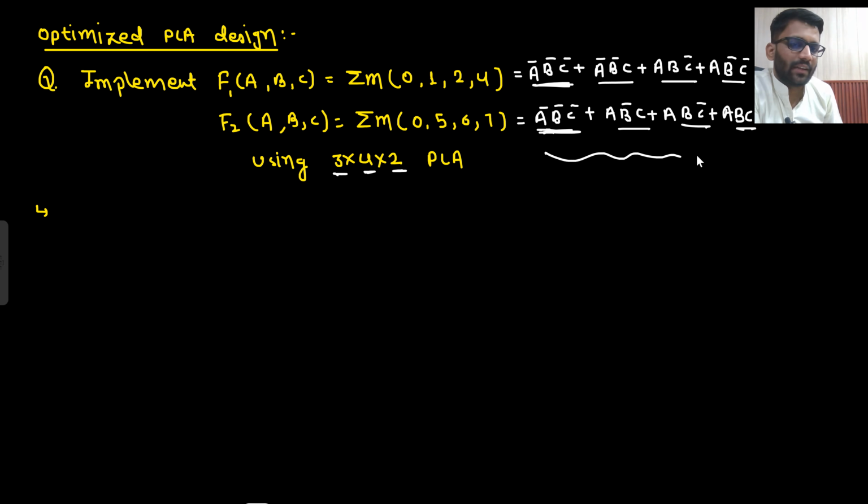This would say that, sir, I require 7. But 7 is not the answer. You can only make 4 AND gates. So what do you need to do? You need to make some changes now. So how will you do the changes?